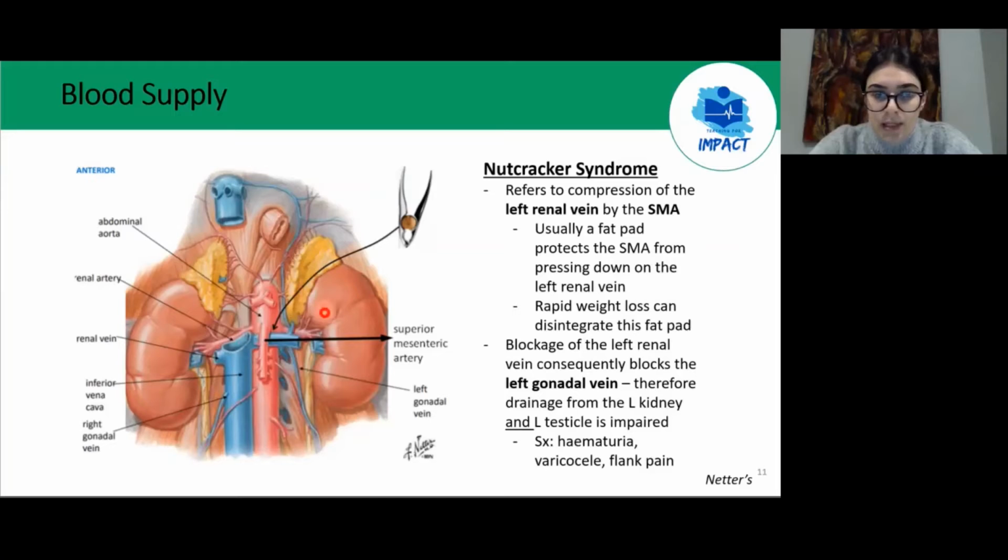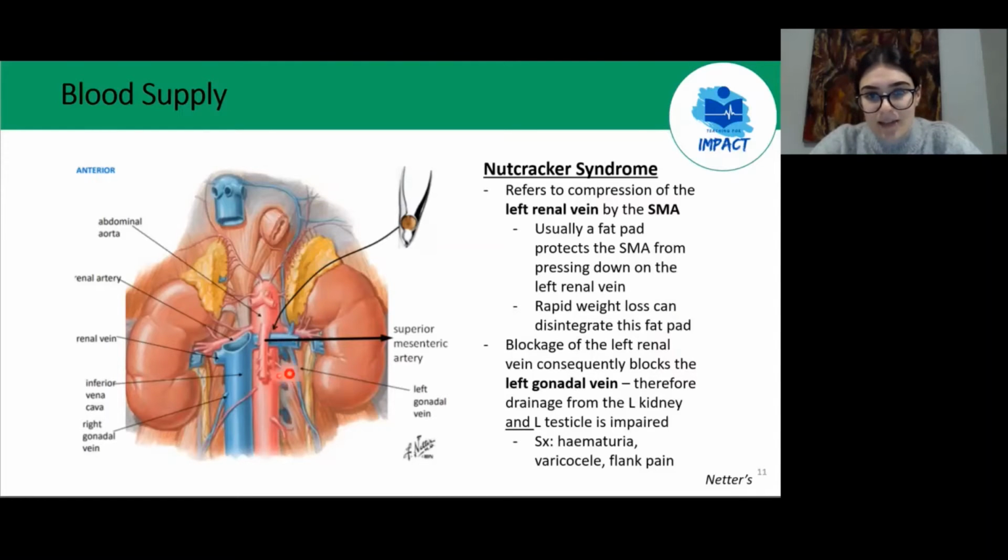So this is where we run into this dilemma, when our left renal vein runs underneath the SMA. Normally it's not a problem. Normally we can function pretty well with that. And there's normally a little fat pad that sits between the superior mesenteric artery and the left renal vein that stops that compression from happening too much. But sometimes during periods of starvation or really quick weight loss, that fat pad can rapidly disintegrate. And then that can lead to something called nutcracker syndrome, where the SMA is literally acting like a nutcracker onto the left renal vein.